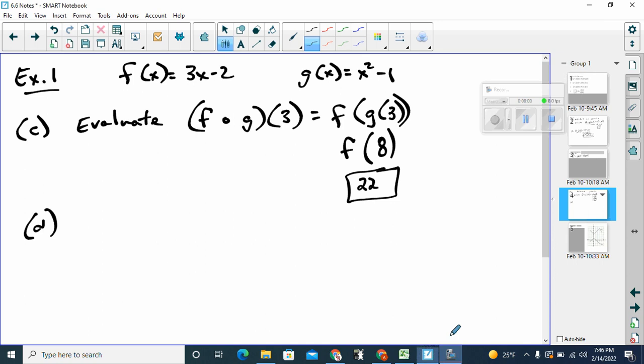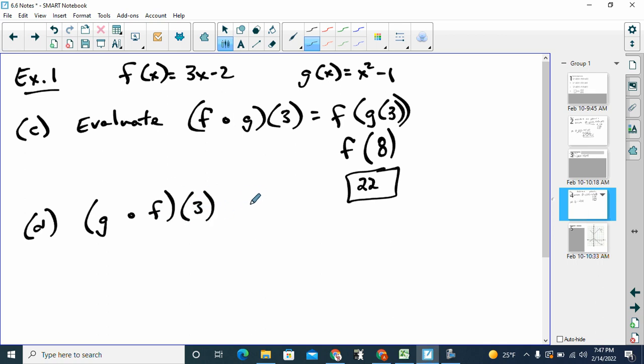Part D, let's evaluate g of f of 3. We did f of g of 3. Now we're just switching the order around. G of f of 3. Again, I would prefer to rewrite it like this. G of f of 3.